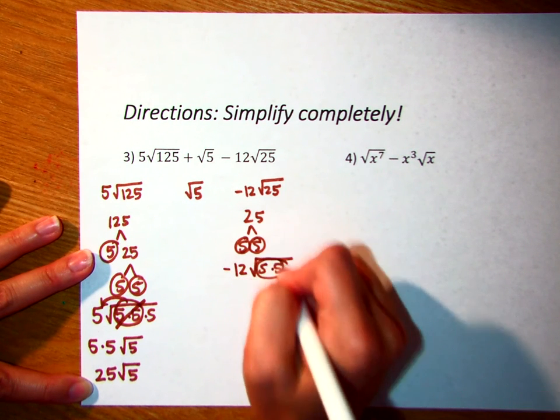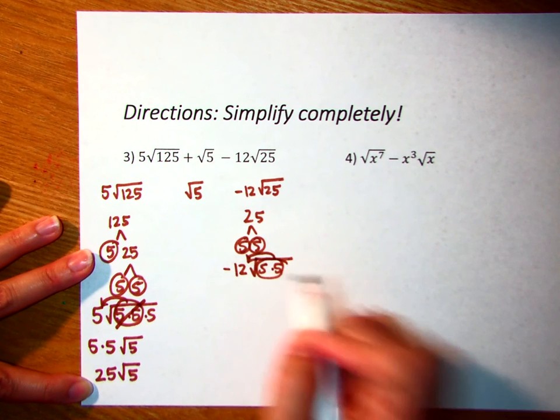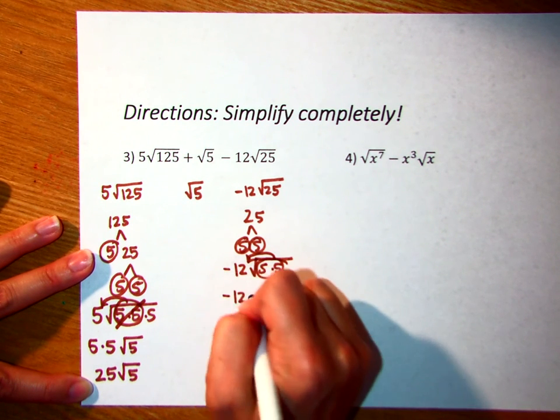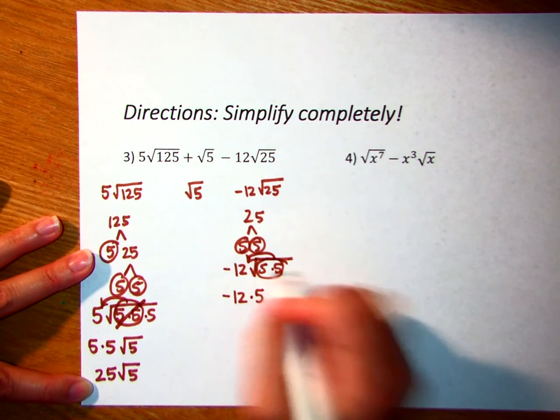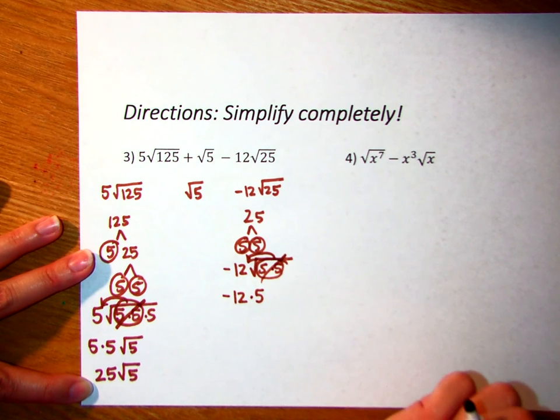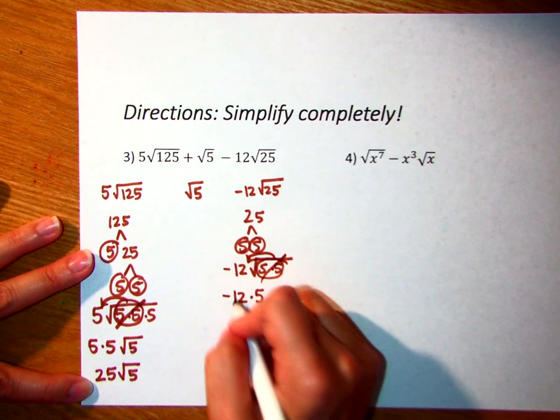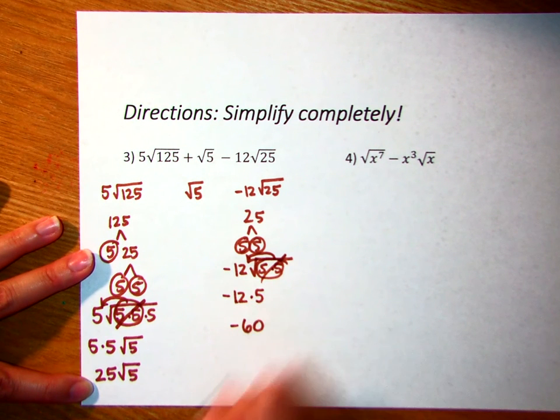So here's a pair of twins. We'll pull it out. And so when we pull it out, it's negative 12 times 5. And there's nothing left on the inside. That's it. So we can drop that radical symbol. And so now negative 12 times 5 is negative 60. Now we're ready to combine everything.